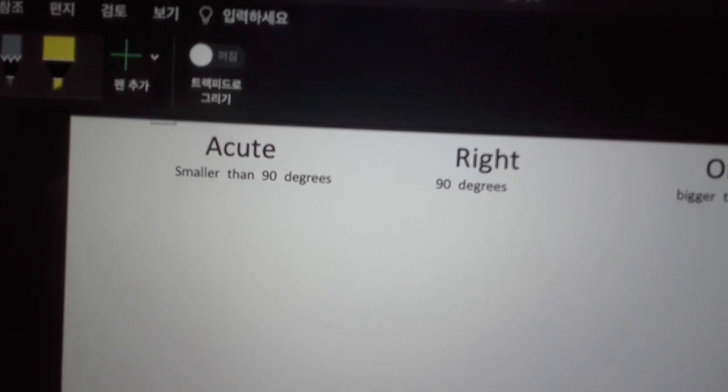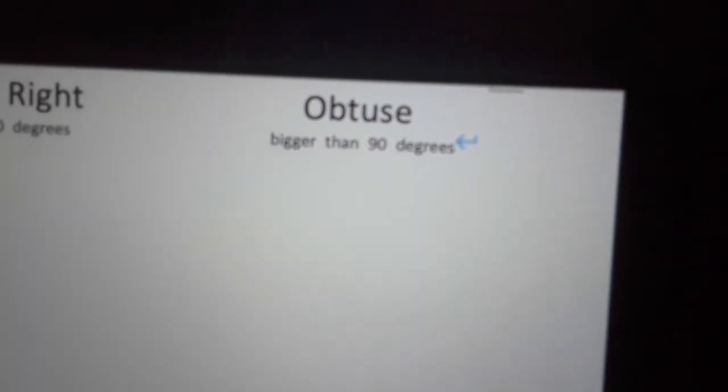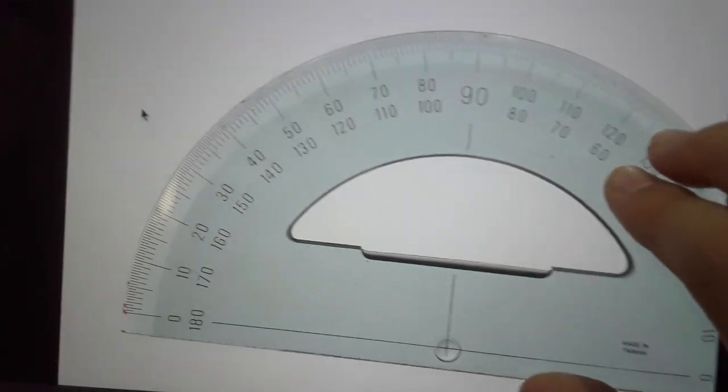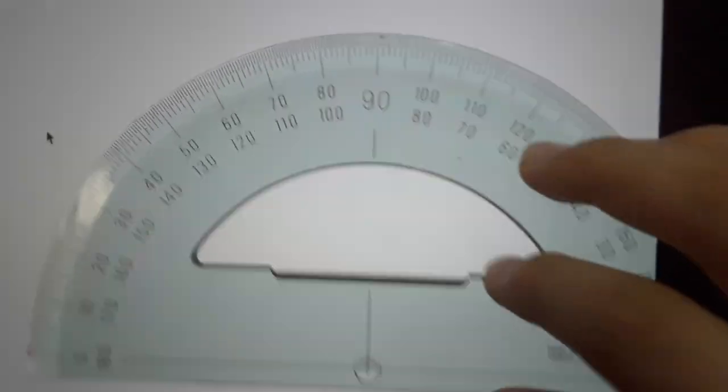Acute is smaller than 90 degrees, right is just 90 degrees. Obtuse is bigger than 90 degrees. What is a protractor? A protractor is a measurement tool that we can use to measure angles and lines.